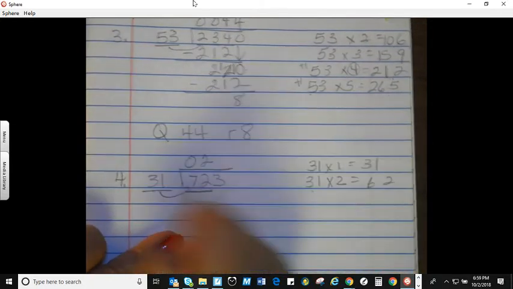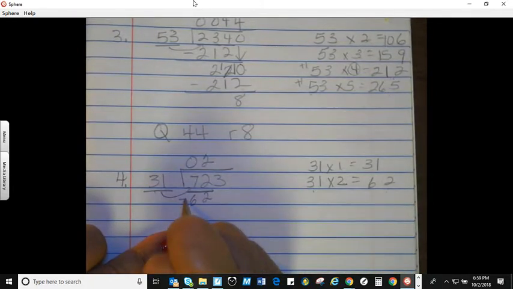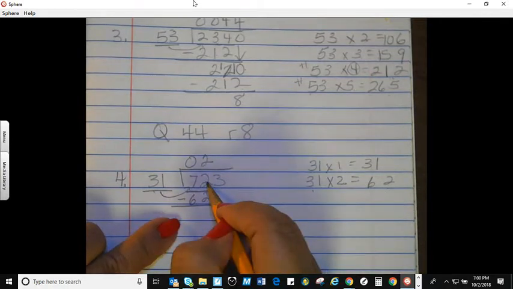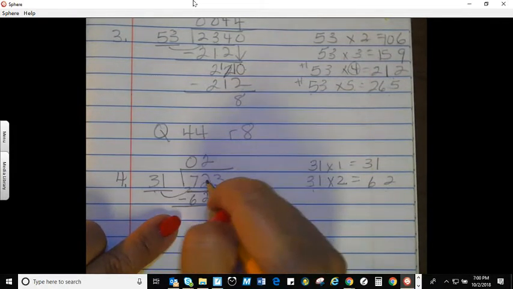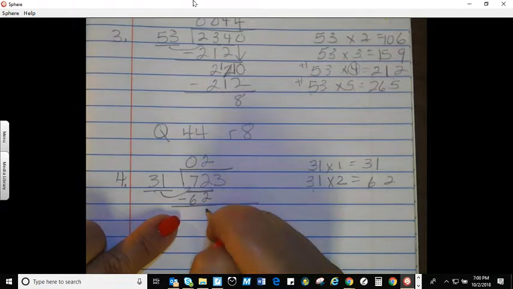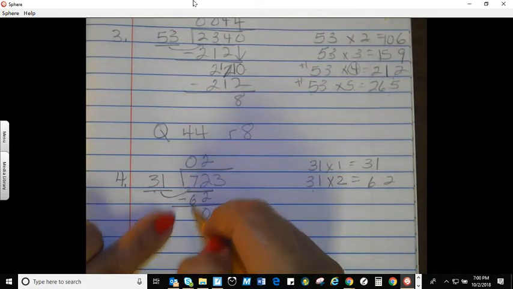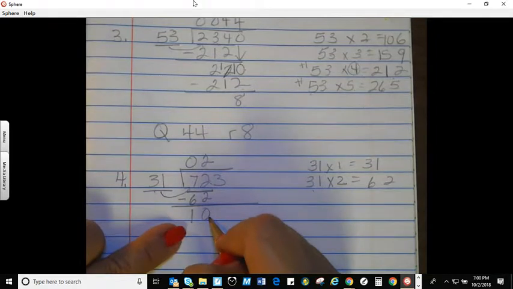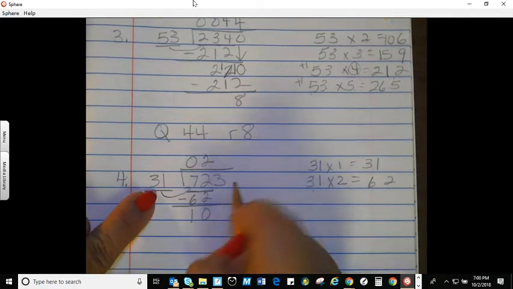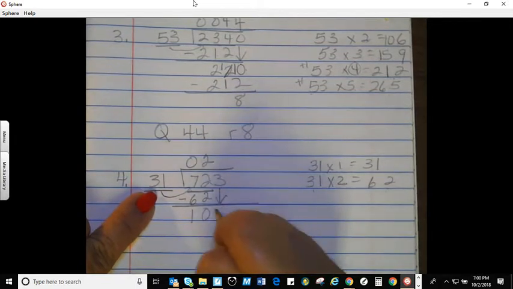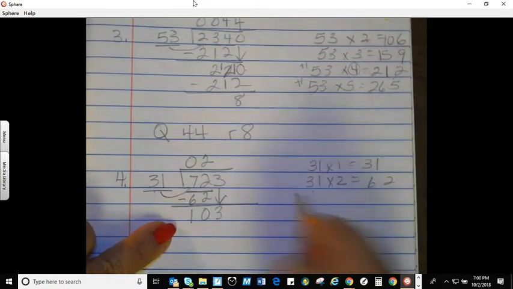I already know that the product is 62. I'm going to subtract, take the difference from my dividend. 2 minus 2 is 0. 7 minus 6 is 1. Now, I am reducing my dividend. 10 is smaller than 31. I can now bring down my 3. Now I can continue going.